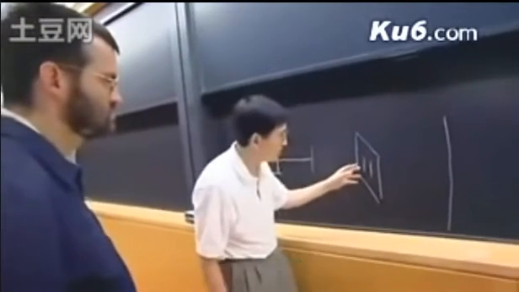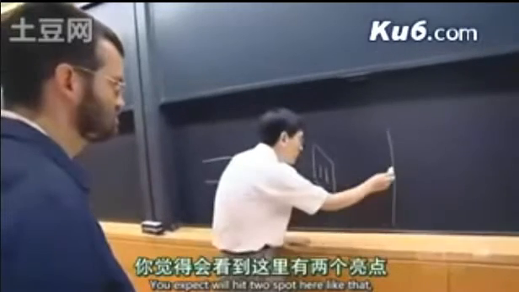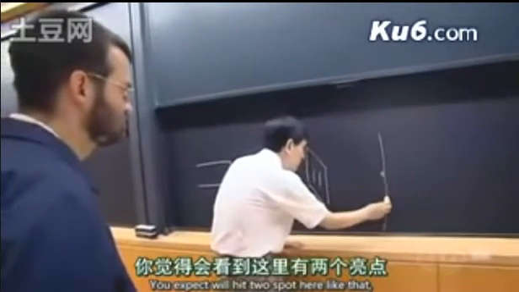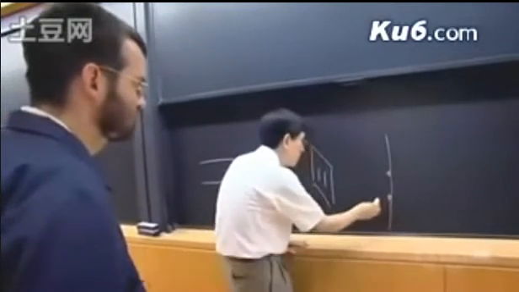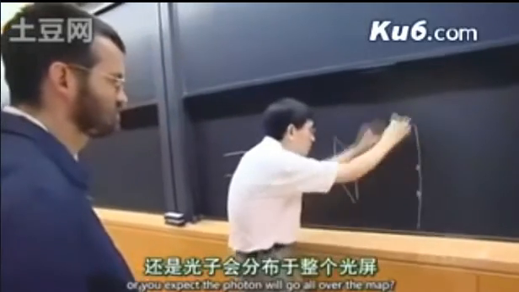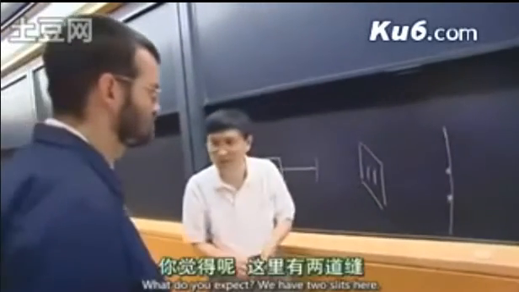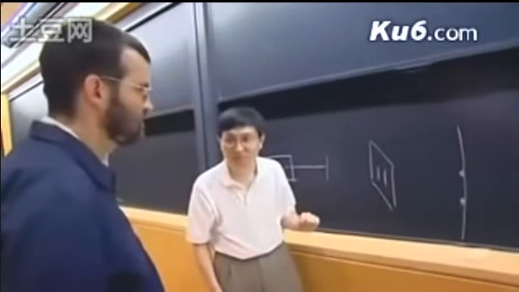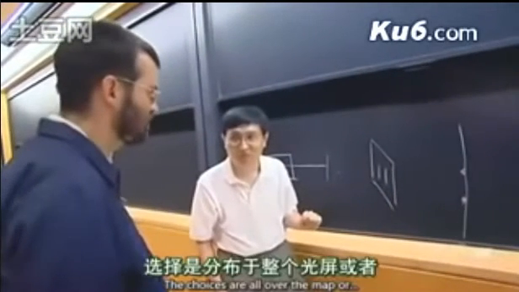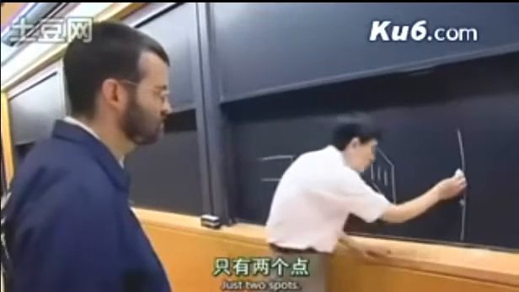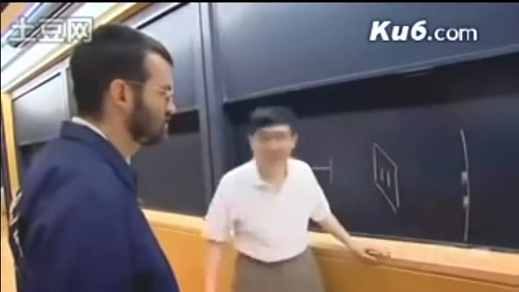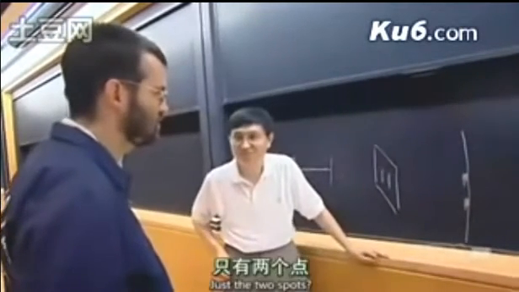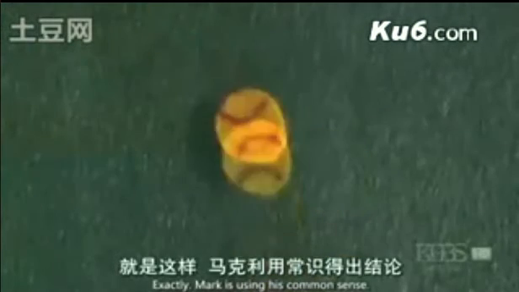What do you expect? You expect we'll hit two spots here, like that, or you expect the photon will go all over the map? What do you expect? We have two slits here. The choices are all over the map, or just those two spots? Just two spots, yeah. Just the two spots? Exactly. Mark is using his common sense.